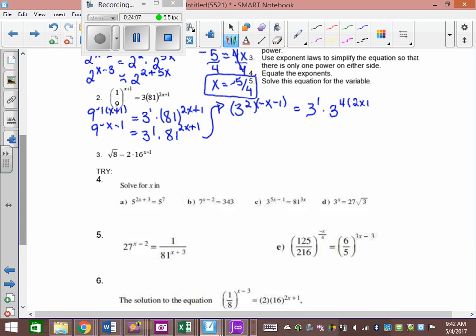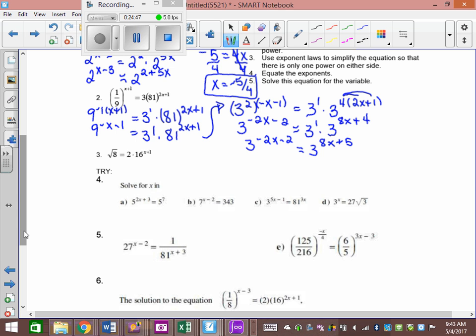2x plus 1. So you get 3 to the negative 2x minus 2 equals 3 to the 1 times 3 to the 8x plus 4. When you have a common base and you're multiplying, what do you do with your exponents? Add them. 3 to the negative 2x minus 2 equals 3 to the 8x plus what? 5. Because you're going to go 1 plus 4.